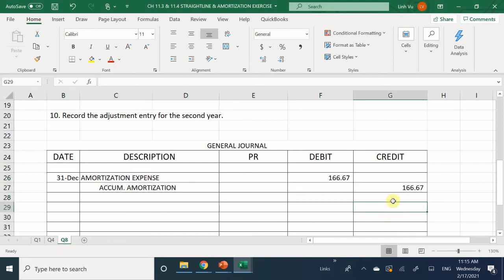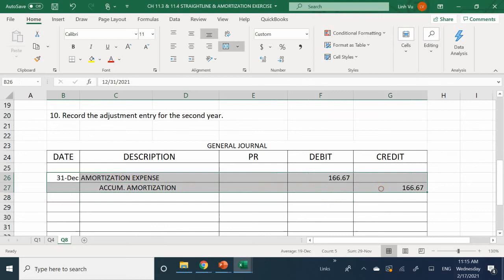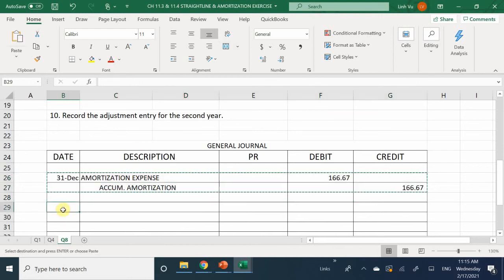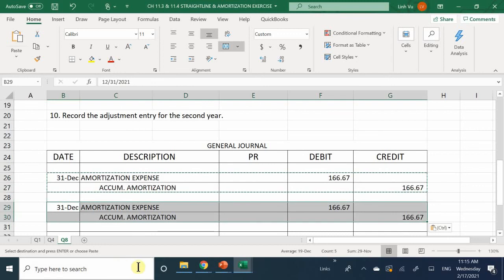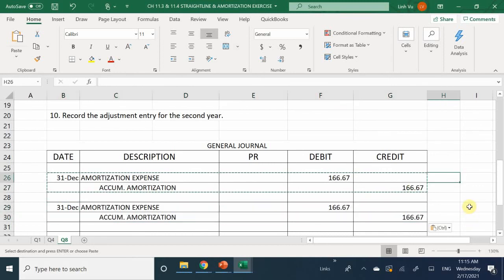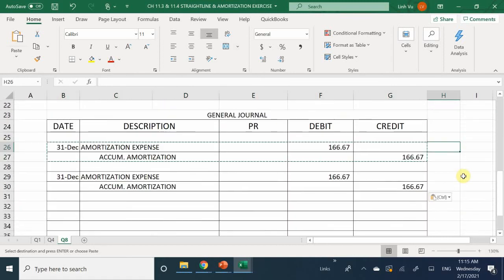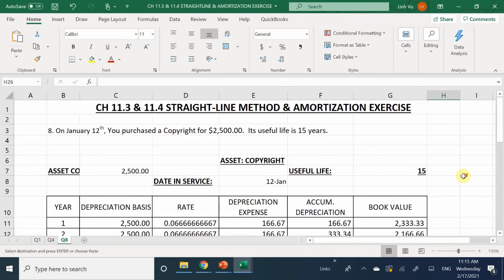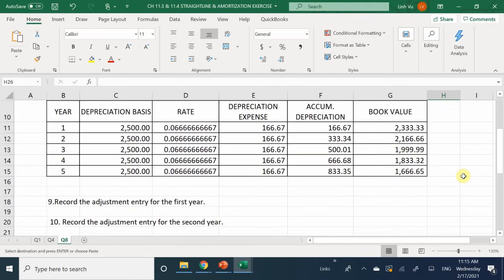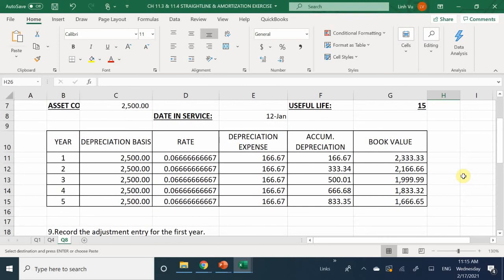I put the wrong... no, I did it right. Okay, it's going to be the same. So I'm going to highlight that and copy that for the second year. All right. Any questions in regards to chapter 11.3 and 11.4, straight line and amortization? It's pretty straightforward.